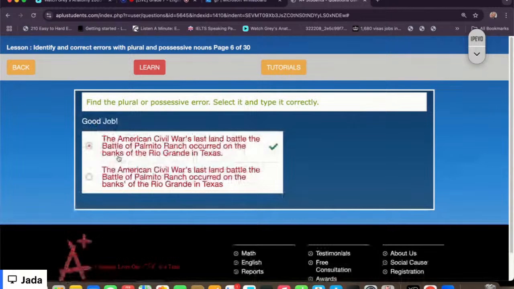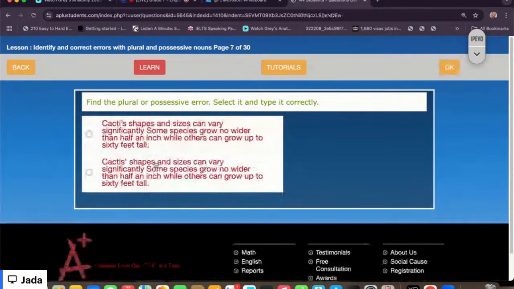Alright, so the banks would be what in plural form. Okay.